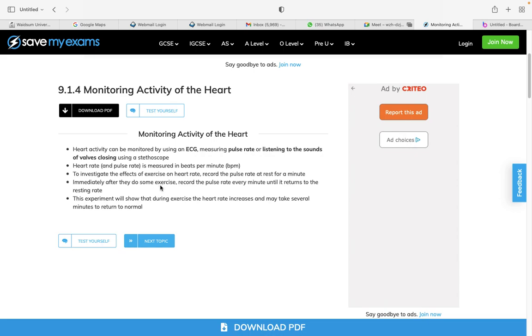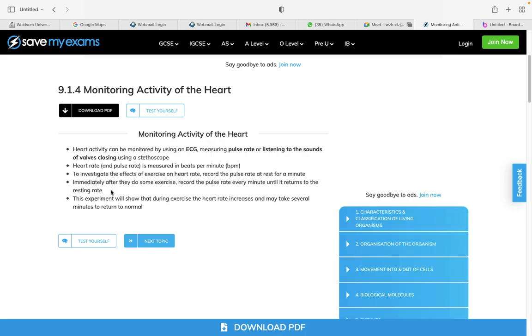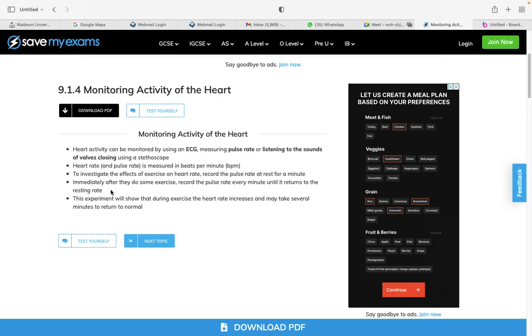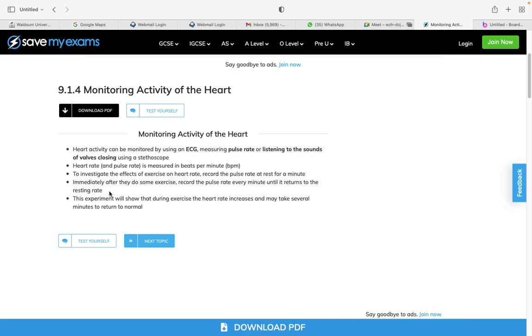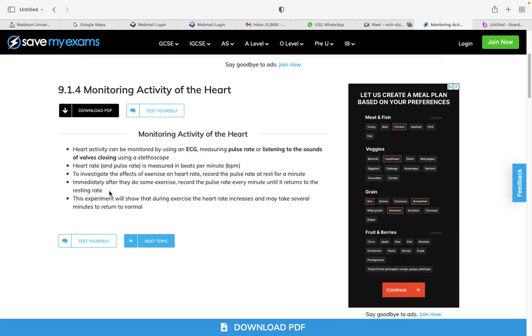Now, immediately after we do some exercise, we record the pulse rate every minute until it returns to the resting rate that we used to have, maybe 70 beats per minute. When we do exercise, maybe we can have 200 beats per minute, depending on how intense the exercise was. So we keep recording until, after a while, your breathing returns to normal after you've rested. Till your count returns to normal, then we will see the difference.